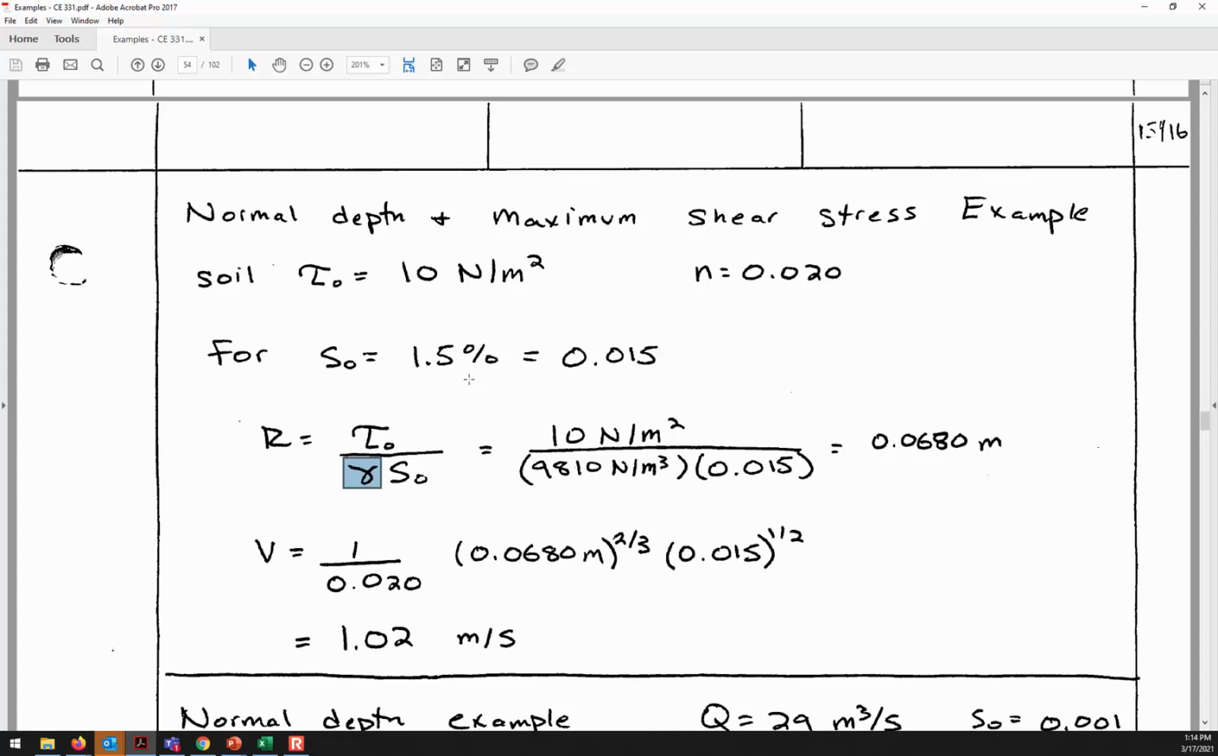And so this hydraulic radius doesn't have a physical significance here. We don't know the area or the wetted perimeter, but it's really more of just a placeholder that we can put into Manning's equation and then get the maximum allowable velocity. So just over 1 meter per second.